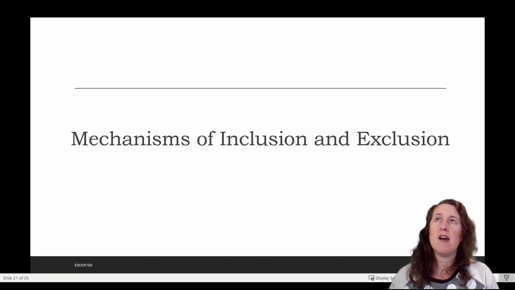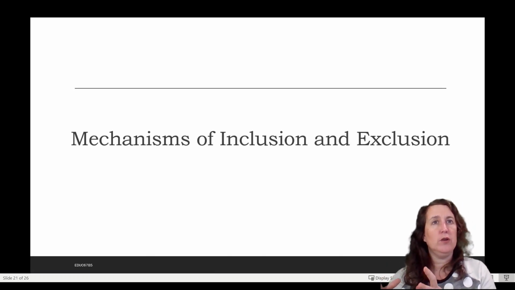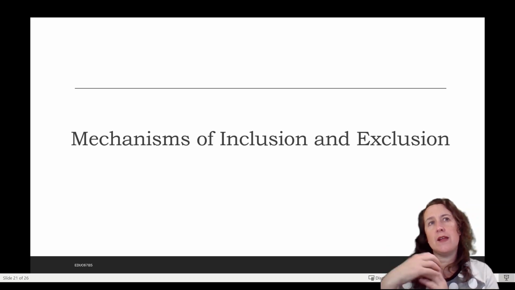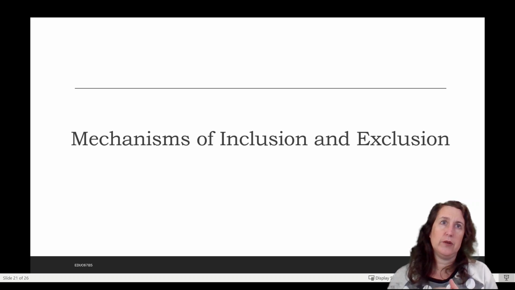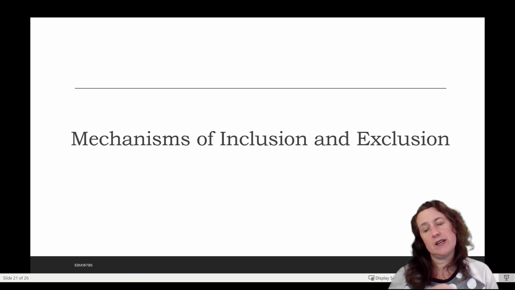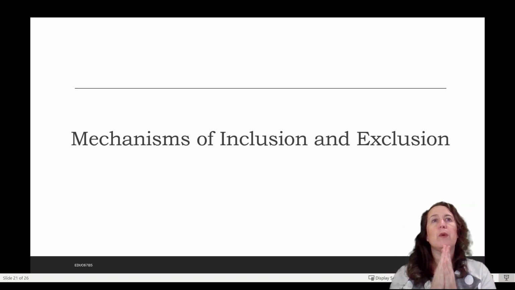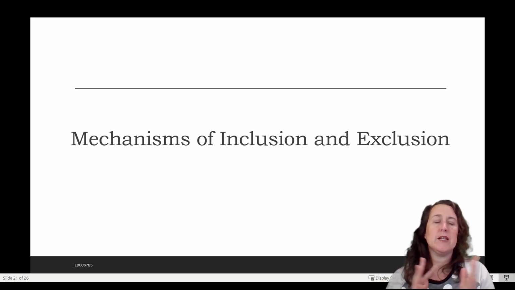And so we have this system where some students are feeling included, welcomed, celebrated, and their identities are affirmed in schools, and other students are feeling excluded, and their identities are denied in school. So we can think about this and talk about this in terms of mechanisms of social inclusion and social exclusion.